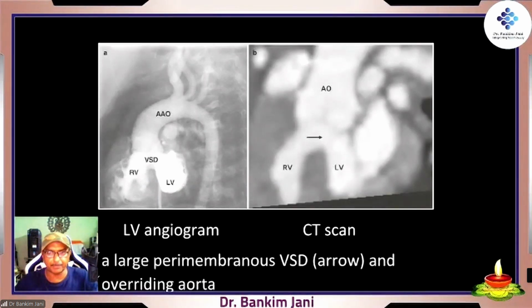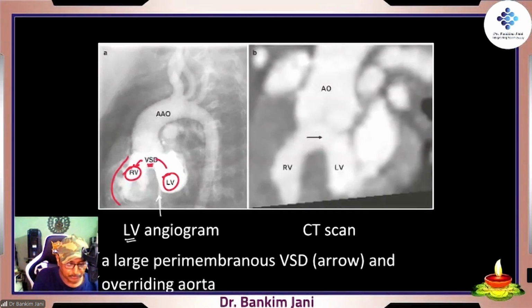There are multiple images. So today's session is like, just watch the image and you will understand. So here is the angiography. That's the left ventricular angiography. See, this is the catheter. From that catheter, we have put the dye into the left ventricle. So here is the left ventricle. From the left ventricle, this is VSD, ventricular septal defect.